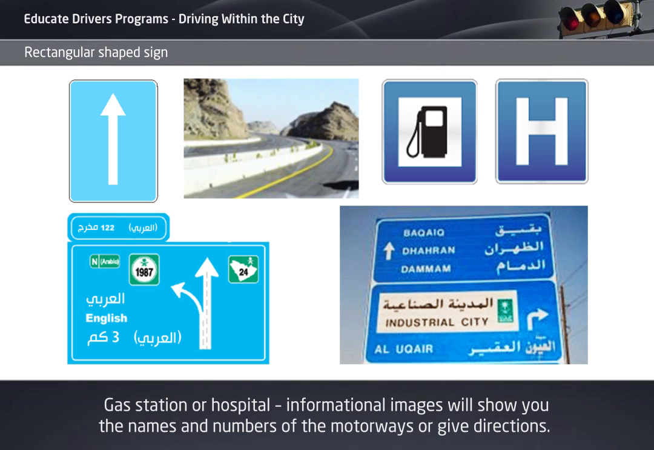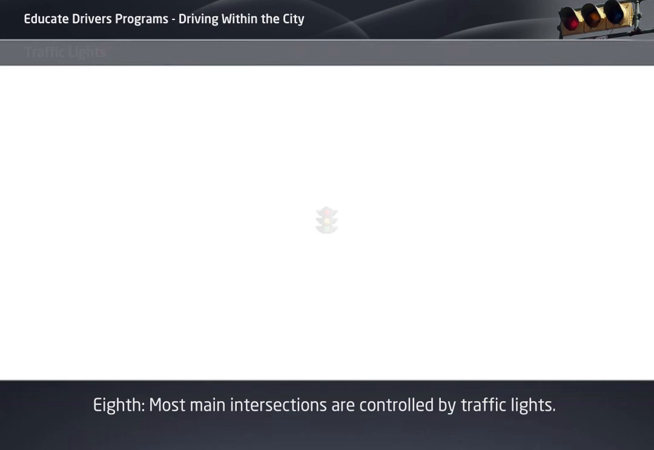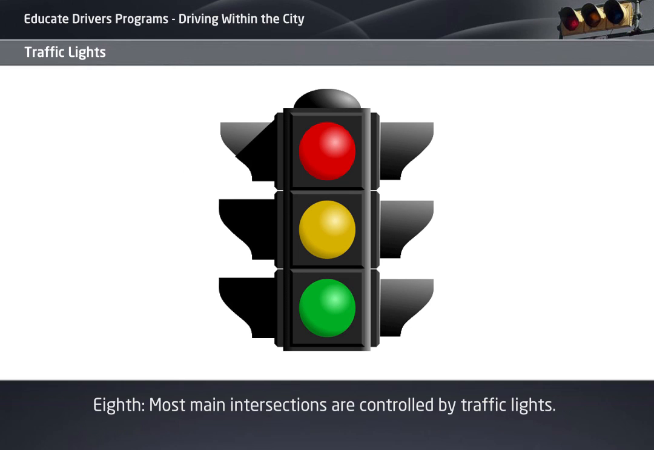Seventh, direction signs are rectangular in shape and give information you need about the road. Example: gas station or hospital. Informational images will show you the names and numbers of the motorways or give directions. These signs also include information telling you the distance to cities and villages in addition to certain services such as public telephones.